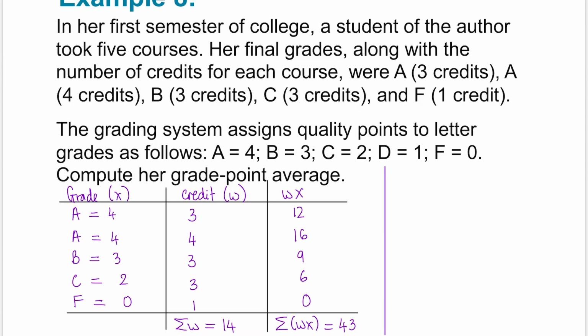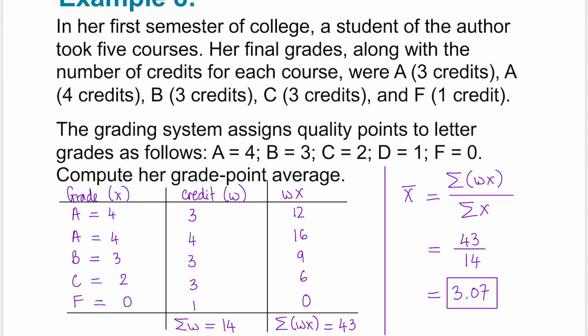So in the formula to find my average, I have the sum of w times x divided by the sum of w, which is 43 divided by 14, which is 3.07. That is her GPA for the first semester.